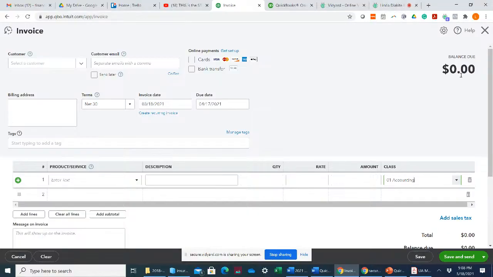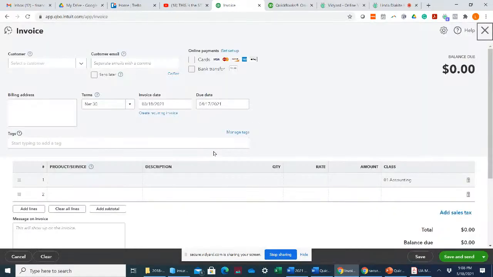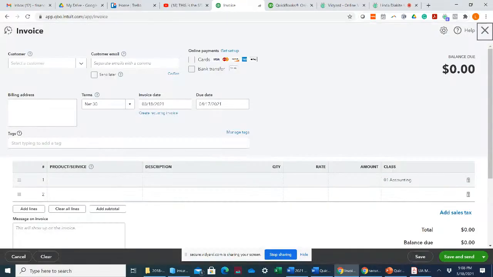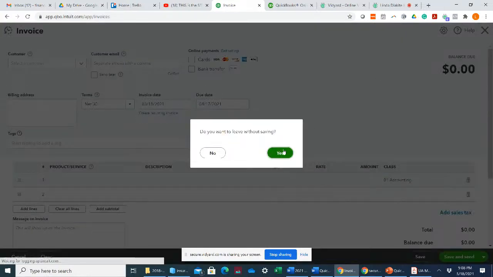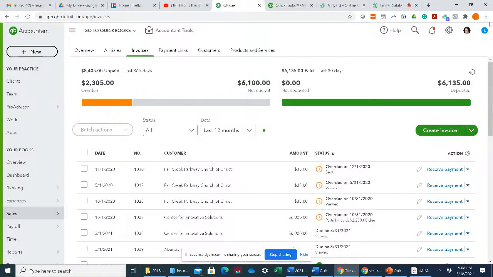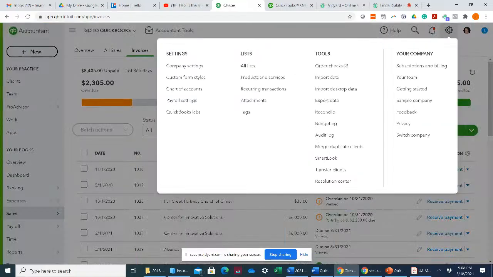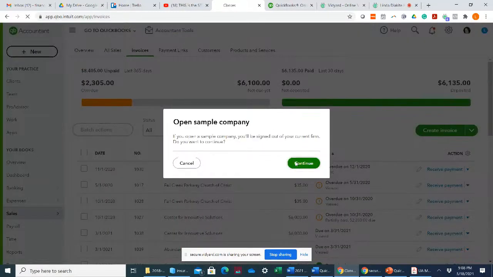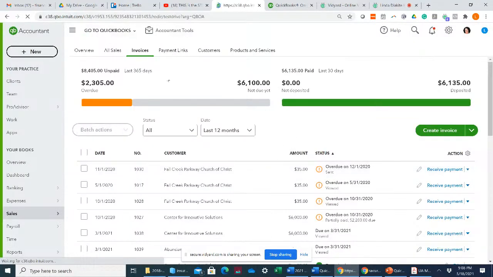So let me get out of here. No, I don't want to save it. I may have to log out. Oh, no, I don't want to save. Oops. That's the thing about QuickBooks. If you go too fast, you can run into this. So I'm going to go to the sample company because that would be easier, and so we can really play around with it.